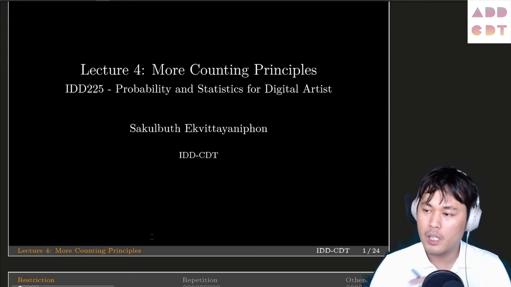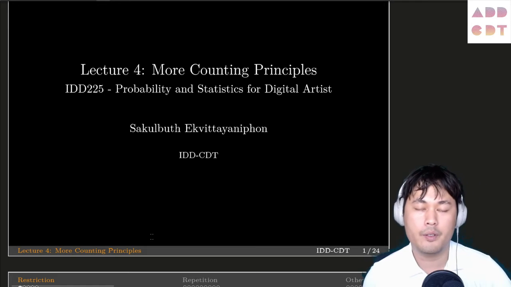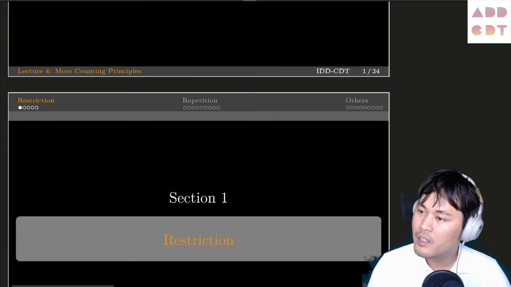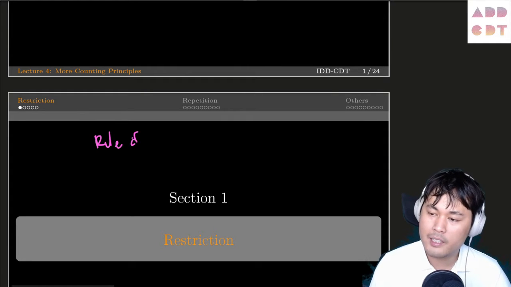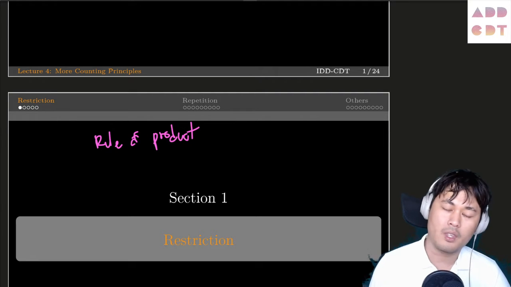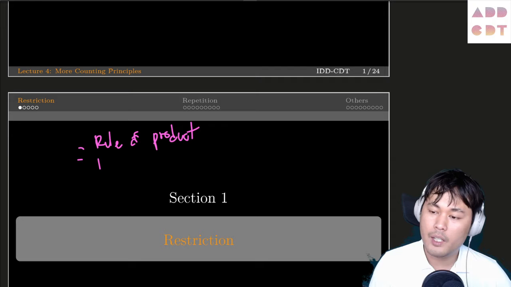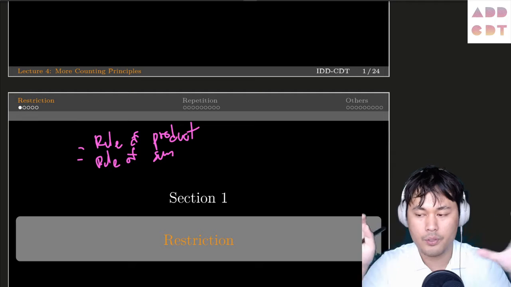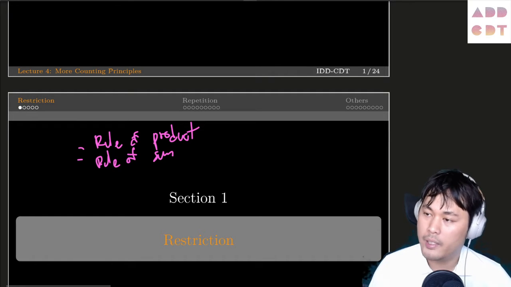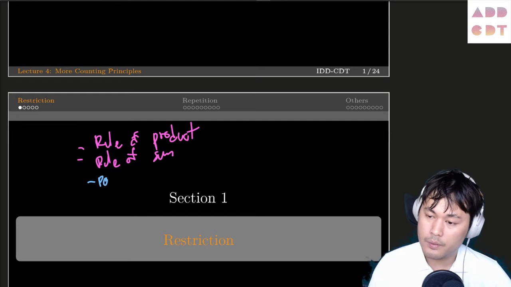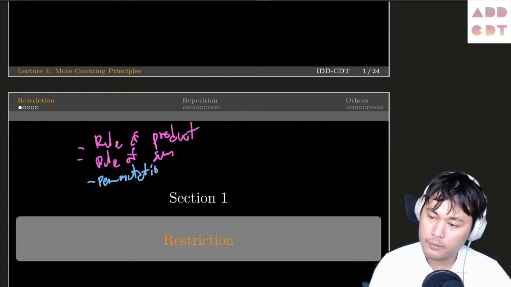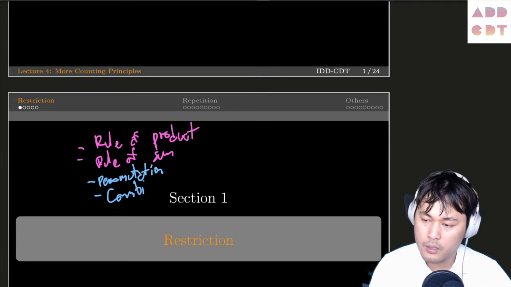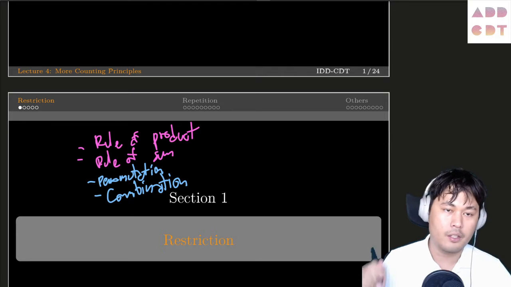Today we have more counting principles. Last week we learned about the basic counting principles. We have learned about the rule of product, the most basic and the most useful one. And then we also have the rule of sum, which says that sometimes you can split things into two groups and count each group one at a time. And we learned about the two basic functions called the permutation and combination. So that's from last week.